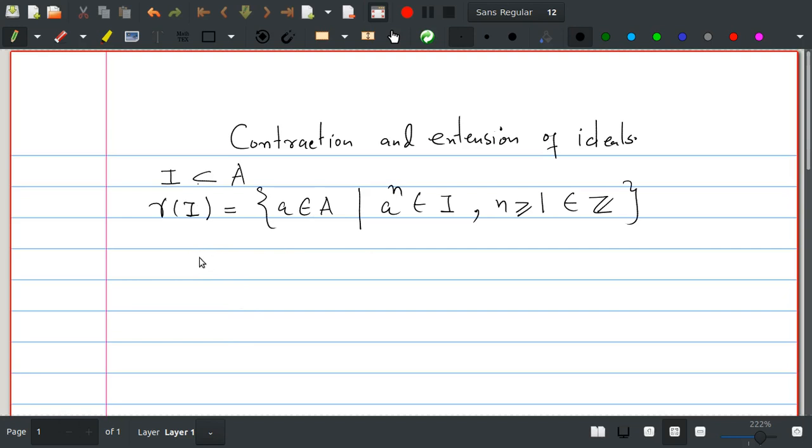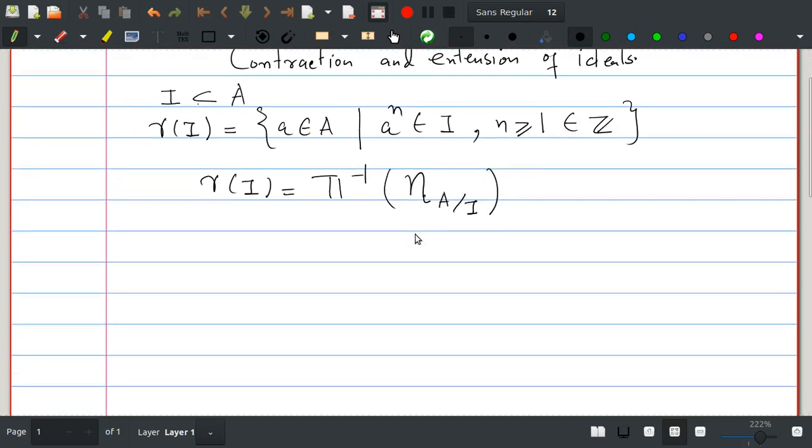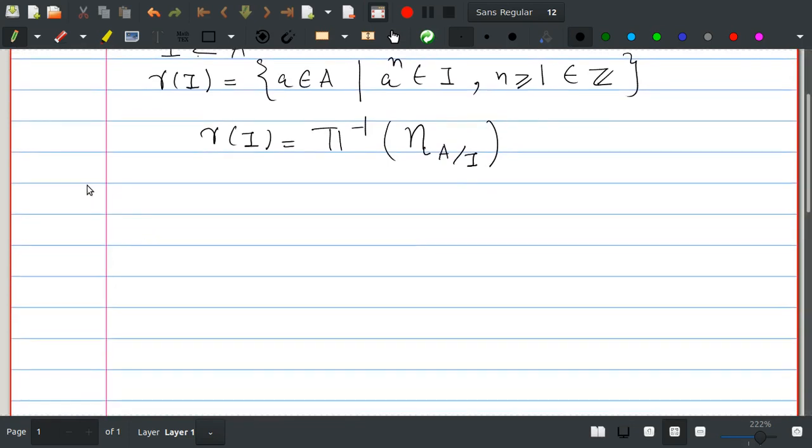So this is by definition. This radical of I is actually the inverse image under the canonical map pi inverse of the nil radical of A mod I. So this is what we have seen in last lecture. Now what we are going to prove in this lecture is this proposition, which states that the radical of I is actually the intersection of all prime ideals that contain I.